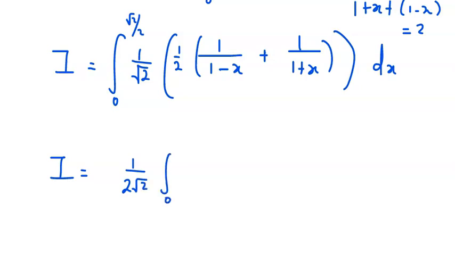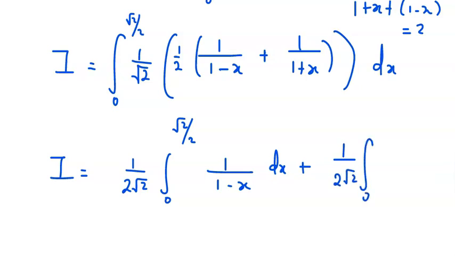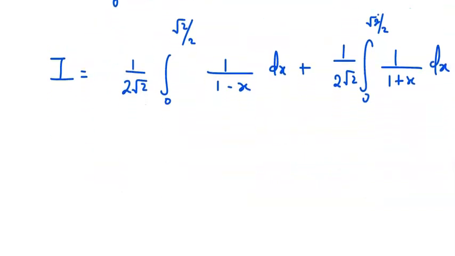The integral from 0 to root 2 by 2 of 1 over 1 minus x dx. Then plus, we have 1 over 2 root 2 times the integral from 0 to root 2 by 2 of 1 over 1 plus x, and then we have our dx. Okay, so this is really cool from here, right?